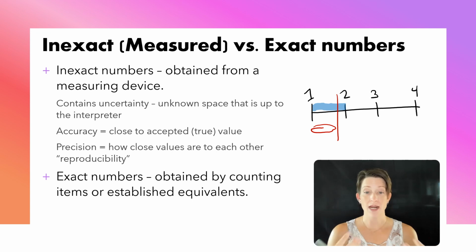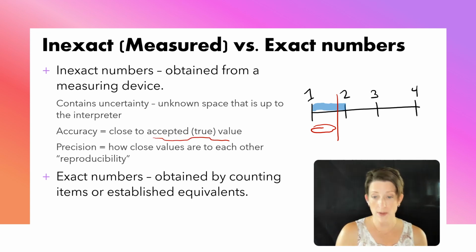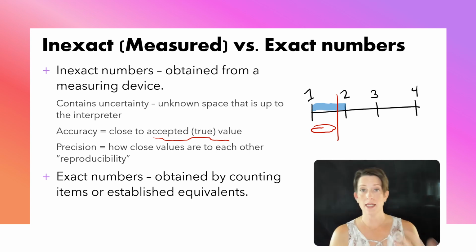Accuracy is when we have a number that is close to what's called an accepted or true value. That means a value that the scientific community has agreed upon that is consistent. Examples can be the density of water at 4 degrees Celsius is 1.00. So again, that number is a true number.